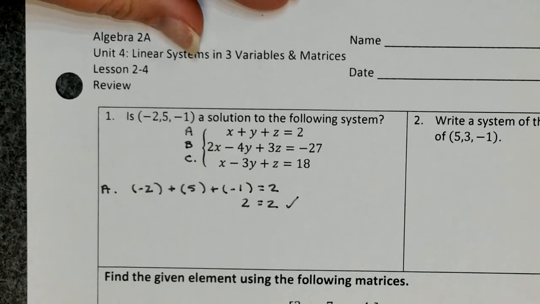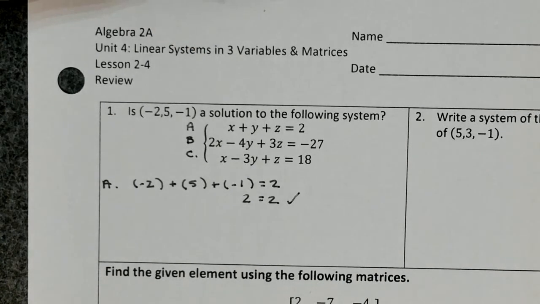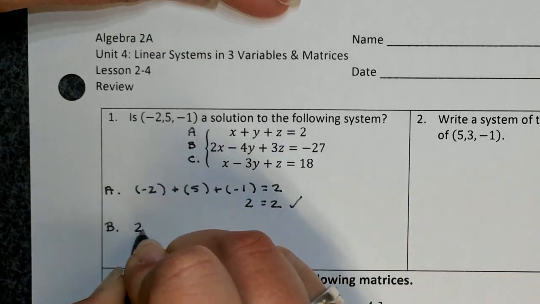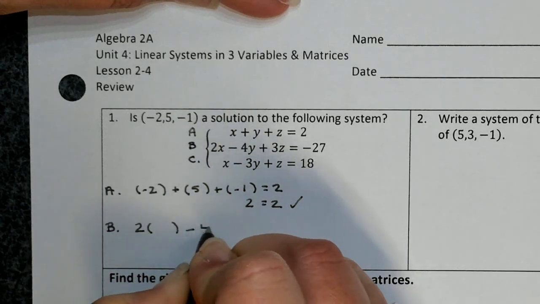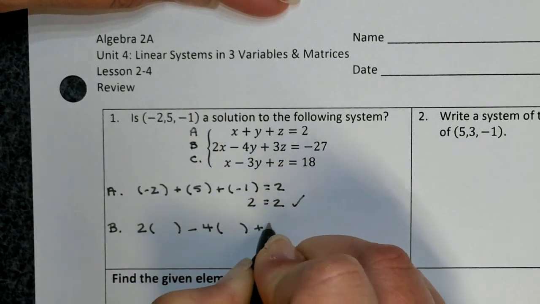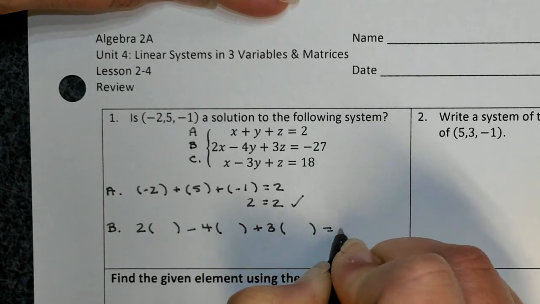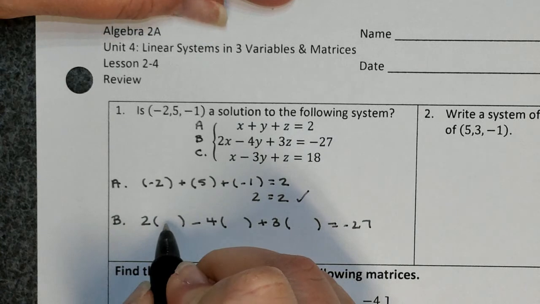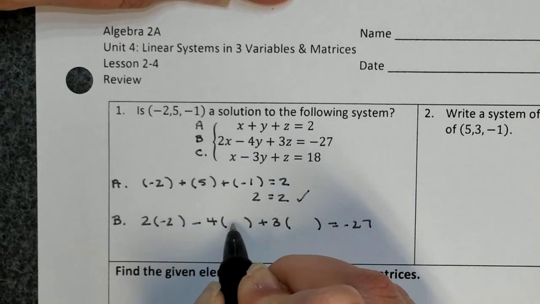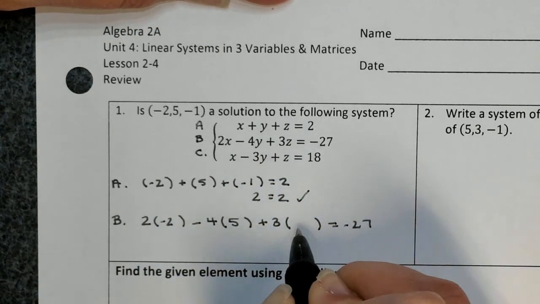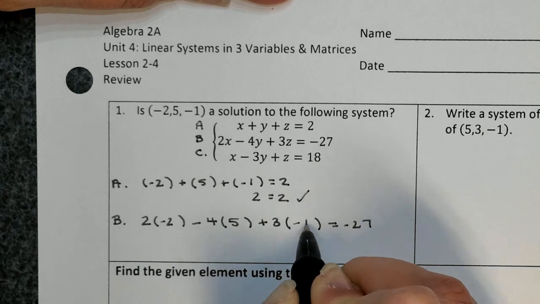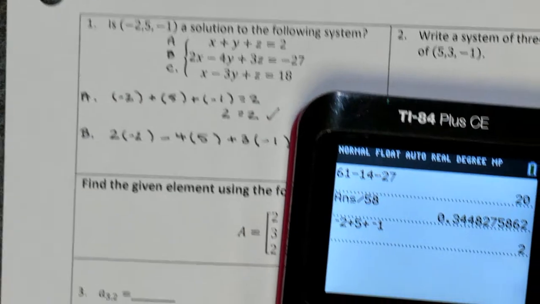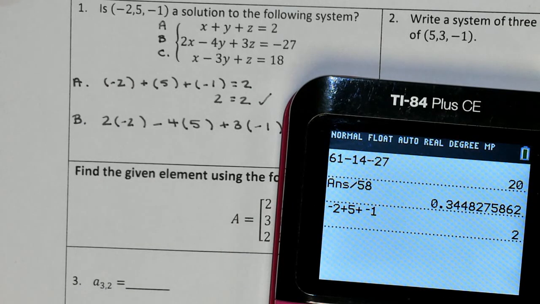No. Why am I not yet done? I have to do it for all three, so now I have to move on to B. So B, 2 times x minus 4 times y plus 3 times z equals -27. Notice I didn't fill them in yet because I put parentheses around everything. Here's where the x goes. The x was -2. Here's where the y goes. The y was 5. Here's where the z goes. The z was -1. Pretend the right side doesn't exist. Type in the left side in our calculator. So go ahead and do that now.